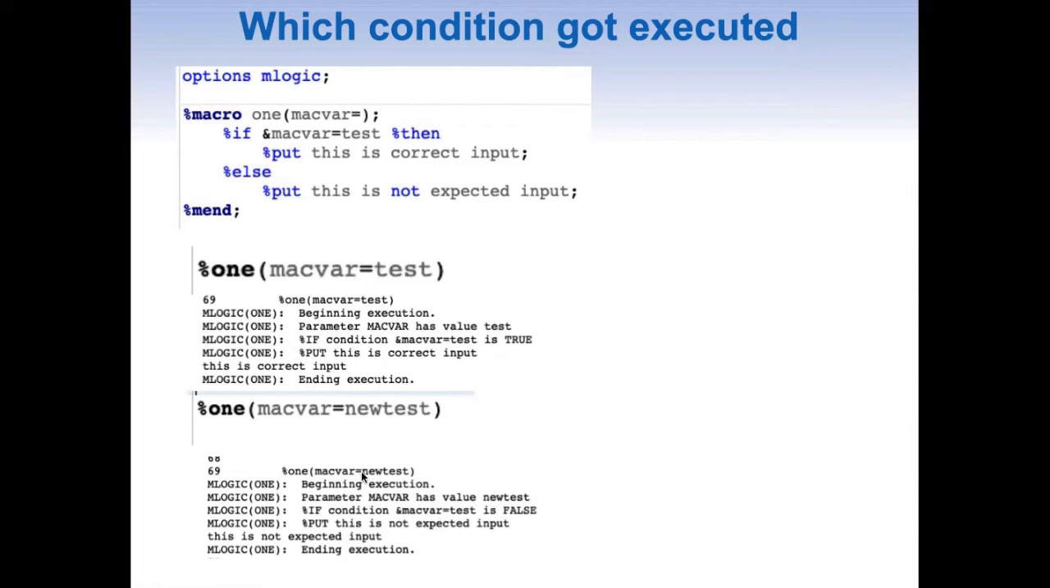For the same macro, when we pass new test, as this new test is not equal to test, the condition will become false and our else statement will get executed.